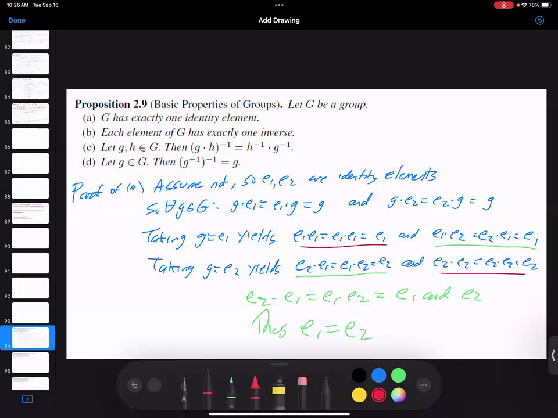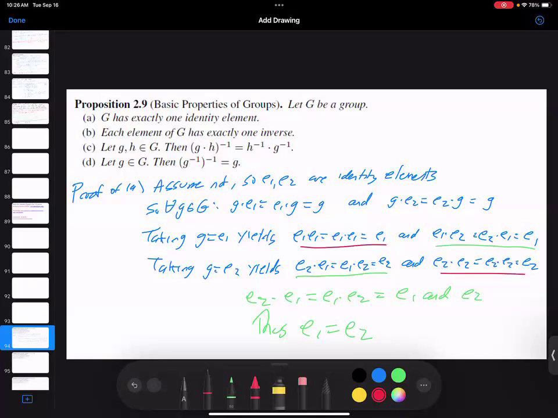So this is the advantage of doing something like this, is otherwise you would have to prove these results every single time you needed to use them. Because they hold for all groups, they're worth extracting. So we proved the first one.